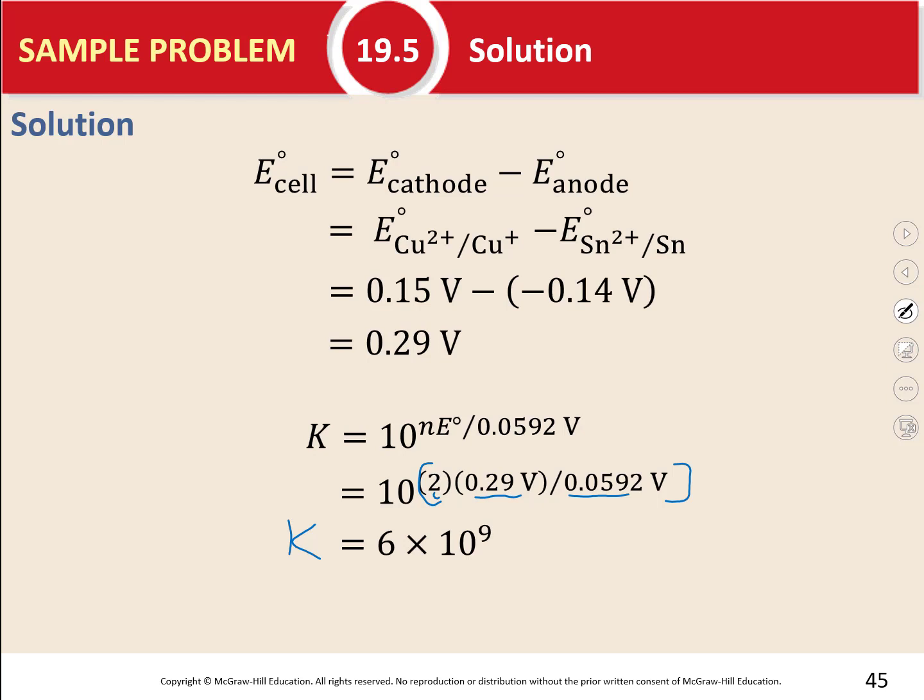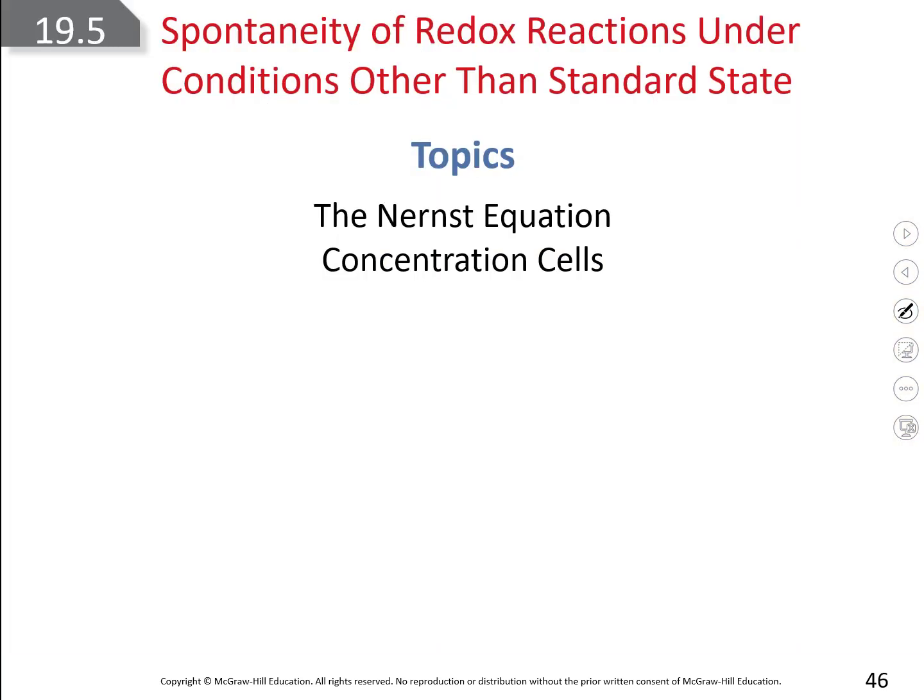All right. Ready to move on to the next section? Any questions about how to calculate delta G or K from a standard cell? All right, so I keep on giving that disclaimer under standard state conditions. So the next section we're going to say, well, what if you're not in standard state conditions? The spontaneity of redox reactions under conditions other than standard state conditions.